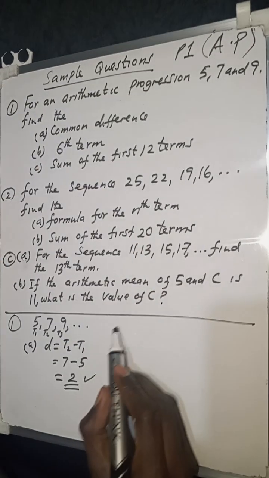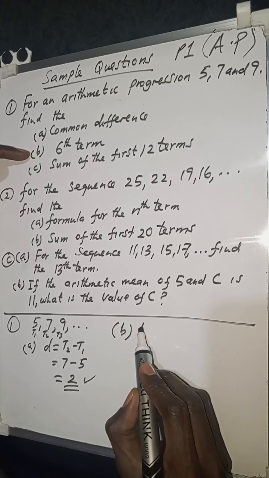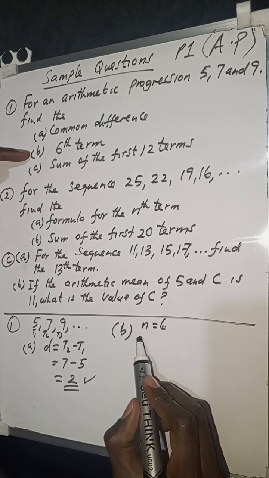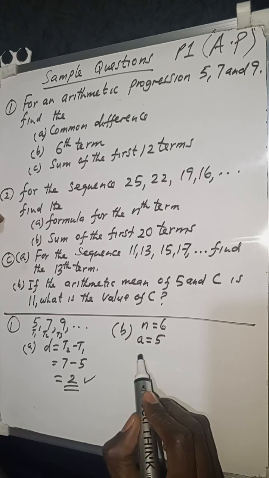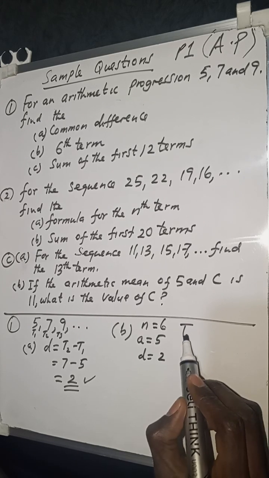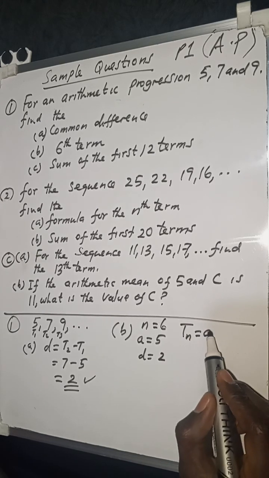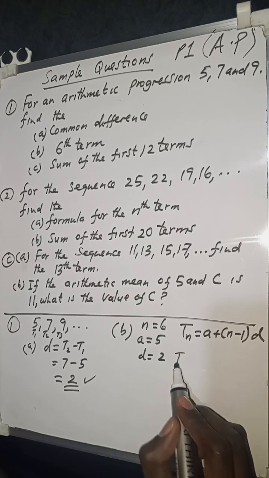Then the B part says we find the 6th term. So the 6th term means that when n is equal to 6, what's the first term in the sequence? a is simply 5. And what's the common difference? We have found that it is 2. So let's apply the general formula for the nth term, a plus n minus 1 multiplied by the common difference.